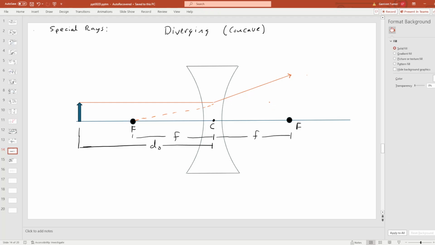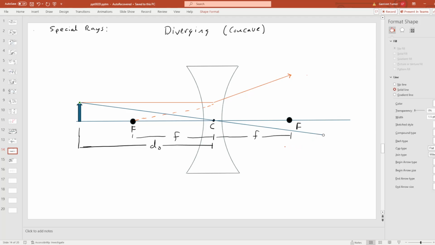Okay, and our beam that goes through the center will be undeflected. I shouldn't say unrefracted, undeflected. I said that earlier too, but it's actually just undeflected. It is absolutely refracted at the surface, but the refraction results in no general change of the direction of the beam.